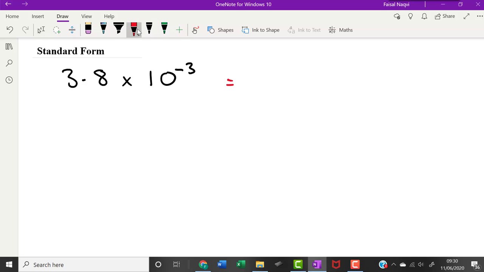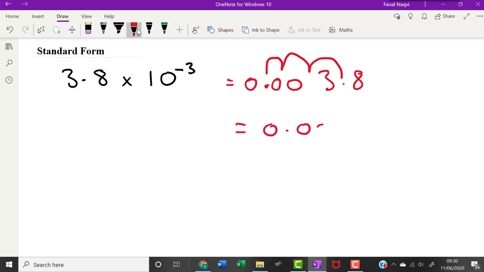We have my 3.8. Because my number is going to become smaller, my decimal point is going to move to the left, because there's a minus 3, and it moves 3 spaces. 1, 2, 3. That's where my decimal point goes. I put a 0 underneath the arches, and there's a 0 point at the front of it. So my answer is 0.0038.